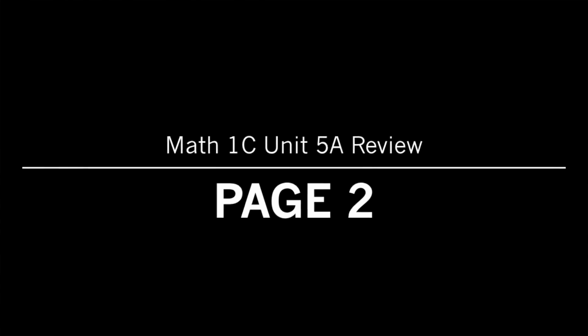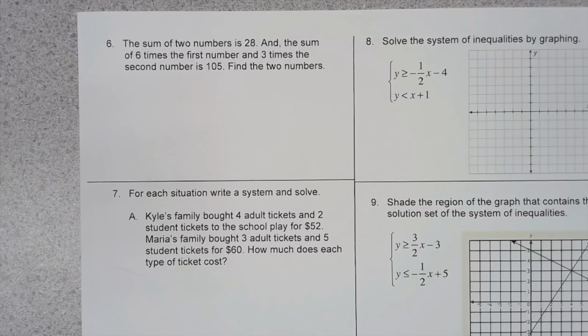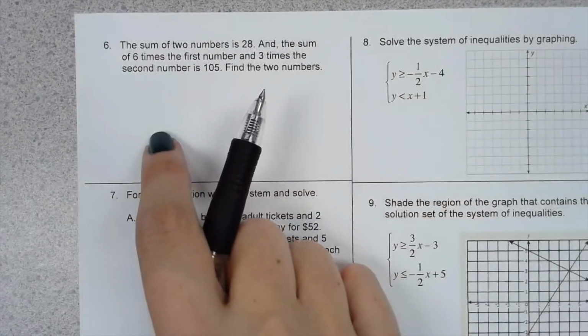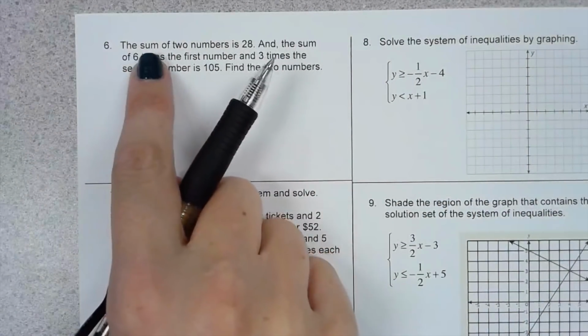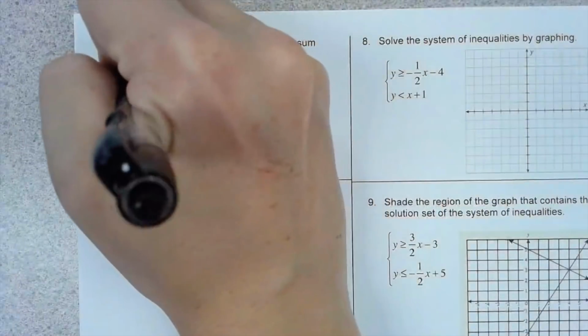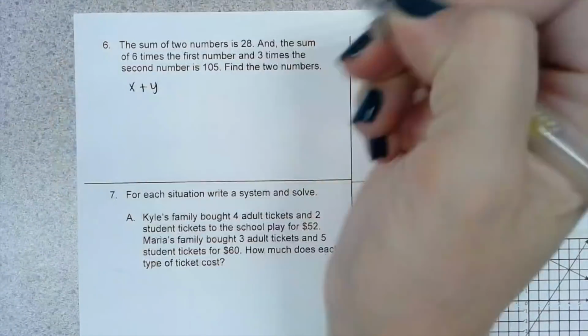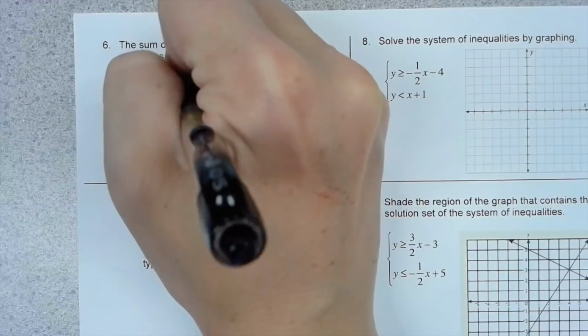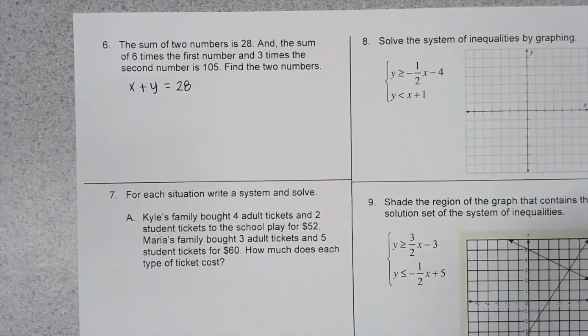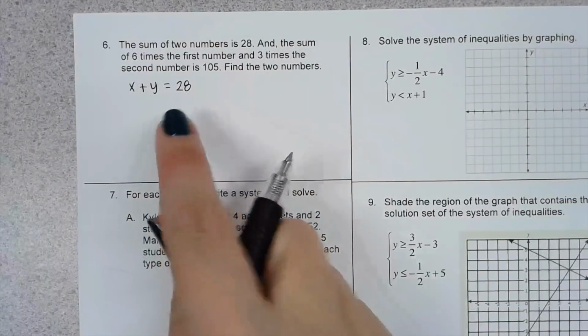On the back of the review, we get into some problems that are asking us to solve word problems that have to do with systems, like this first one here. It says the sum of two numbers is 28. So that means the first number that I don't know plus the second number that I don't know. Sum means add, so when you add them up, you get 28 for your answer. So that's one equation that I can make.